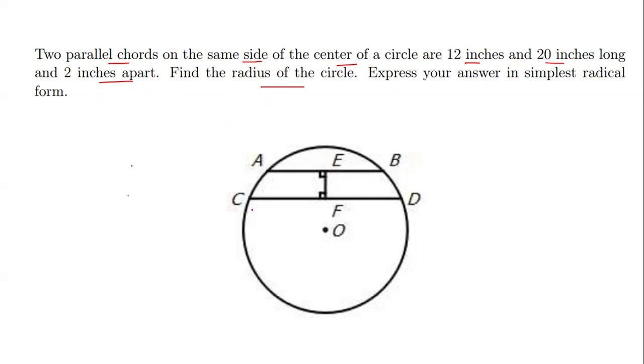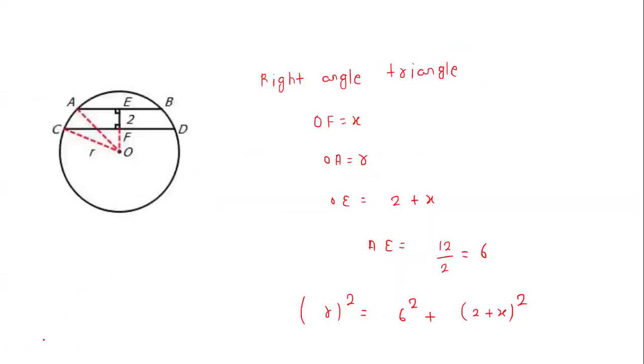So let's see this figure. O is the center and we have two chords, one is AB and one is CD. This is smaller, so this is 12-inch long and this is 20-inch long, and the distance between them is given as 2-inch. We have to find the radius of the circle. So let's see how we can solve this problem.